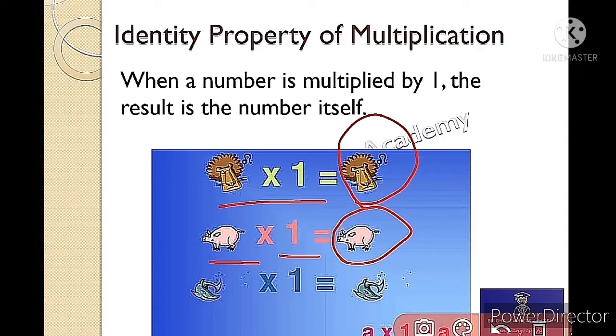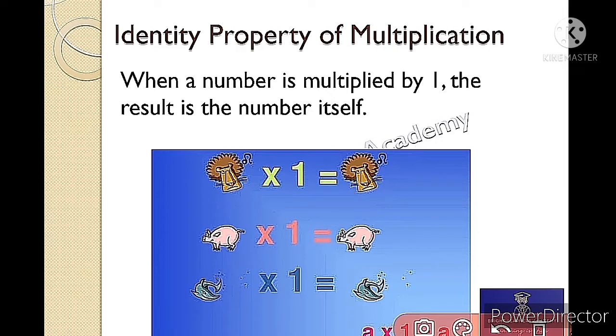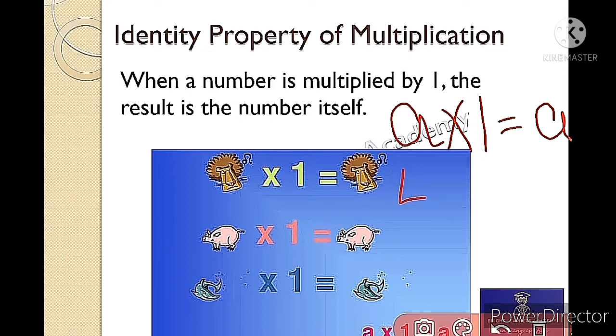So in that way, we can say A into 1 equals to A, and A could be any number. Like 45 multiplied by 1 is equals to 45.